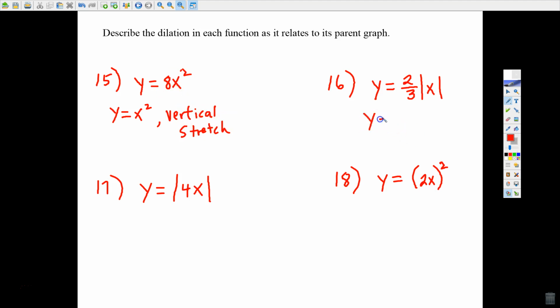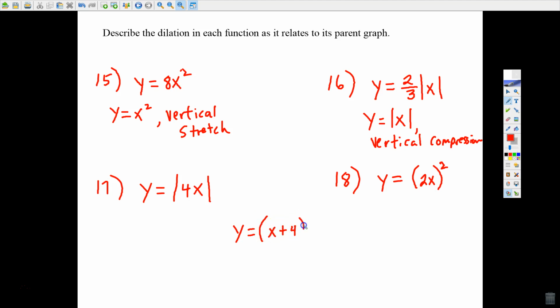Here is the parent y equals absolute value of x, but this time notice we're multiplying by a fraction. So this will result in vertical compression, making the v wider than the parent. This is going to make the u skinnier than the parent. All right, now notice we've moved the number inside. So this might help you. We've talked a lot about translations.